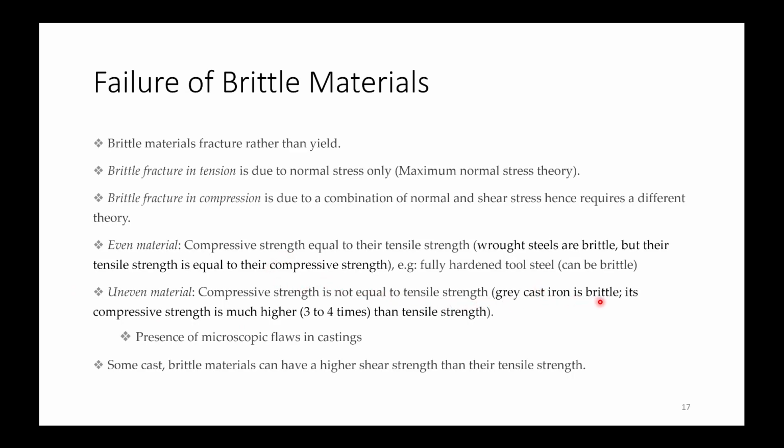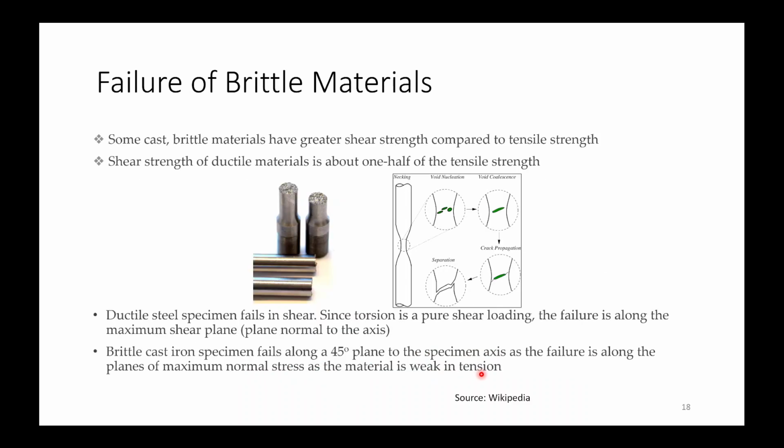So grey cast iron is brittle and its compressive strength is much higher, around 3 to 4 times higher than the tensile strength. And the presence of microscopic flaws are there in castings. So in cast material, these flaws act as stress concentration risers when we apply tensile type of loading. So they fail earlier in tension compared to in compression. Some cast brittle materials can have higher shear strength than their tensile strength as well.